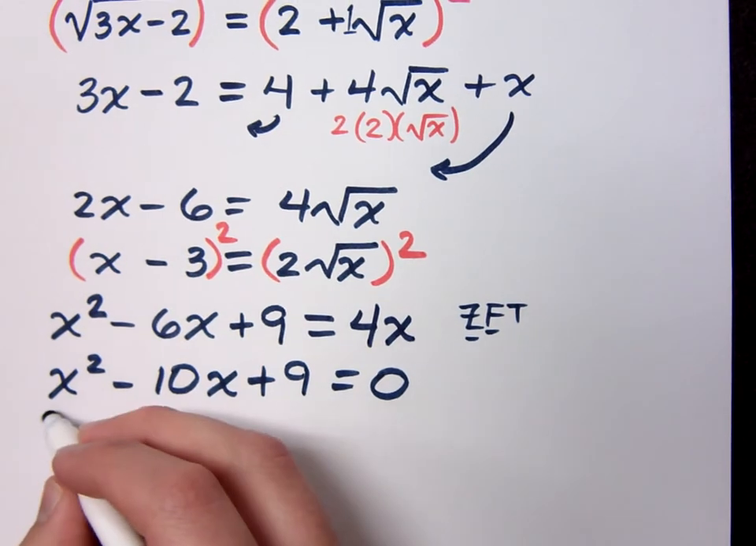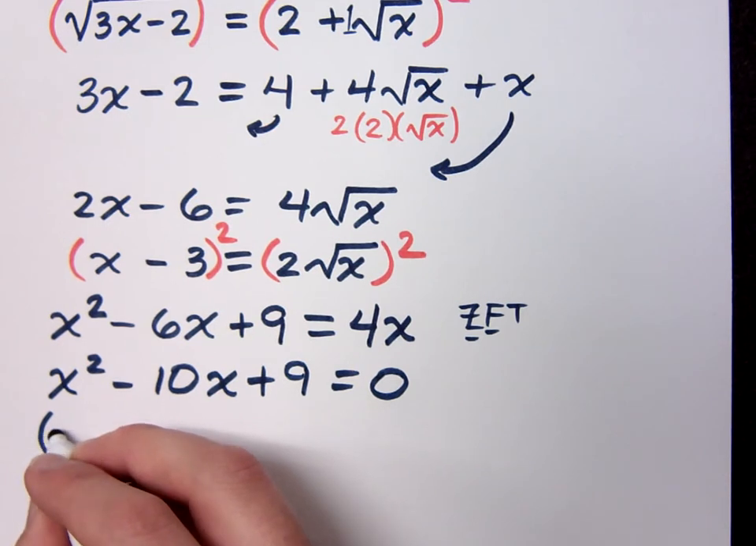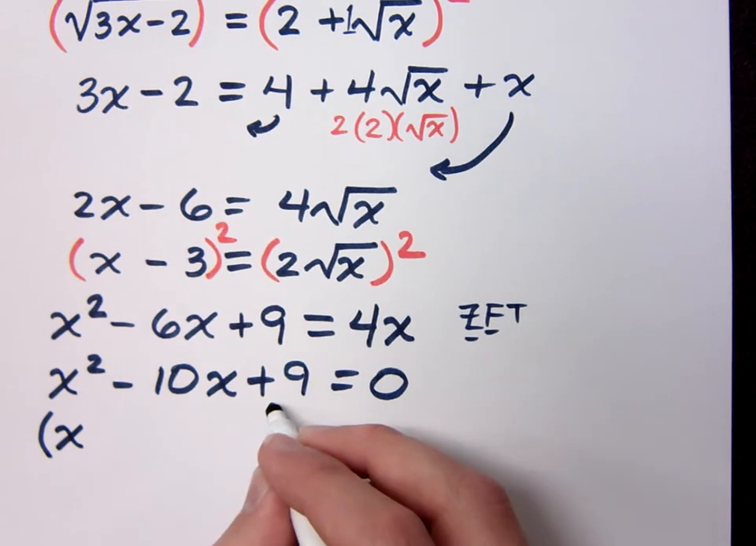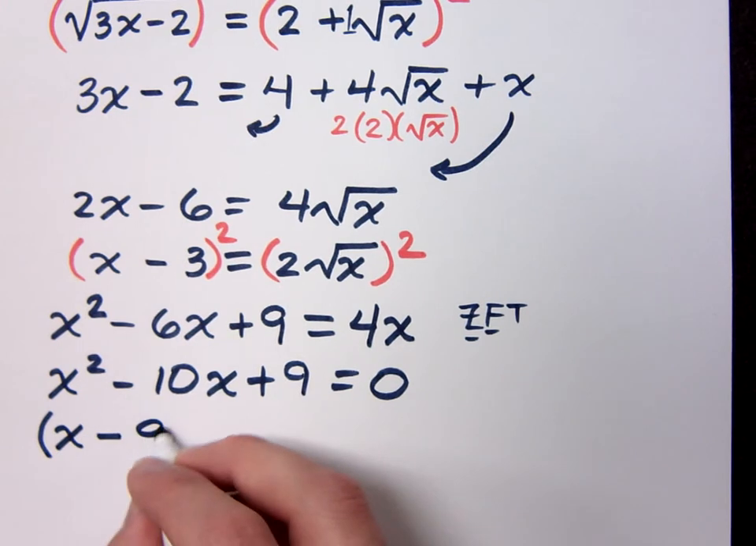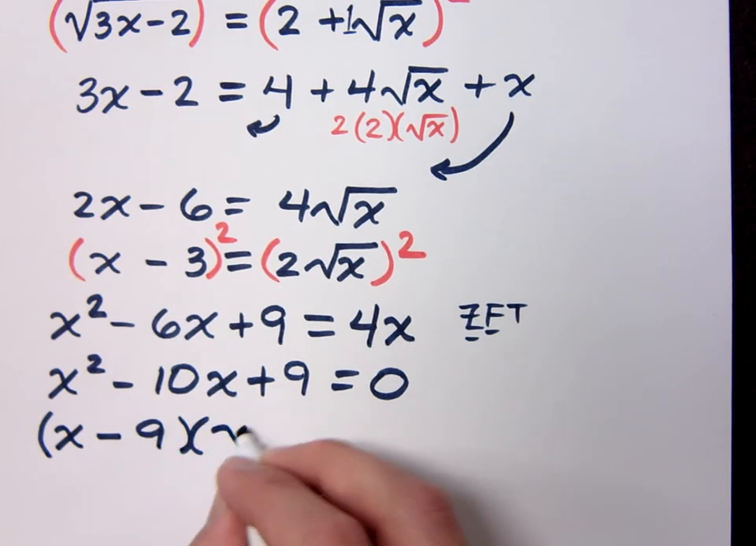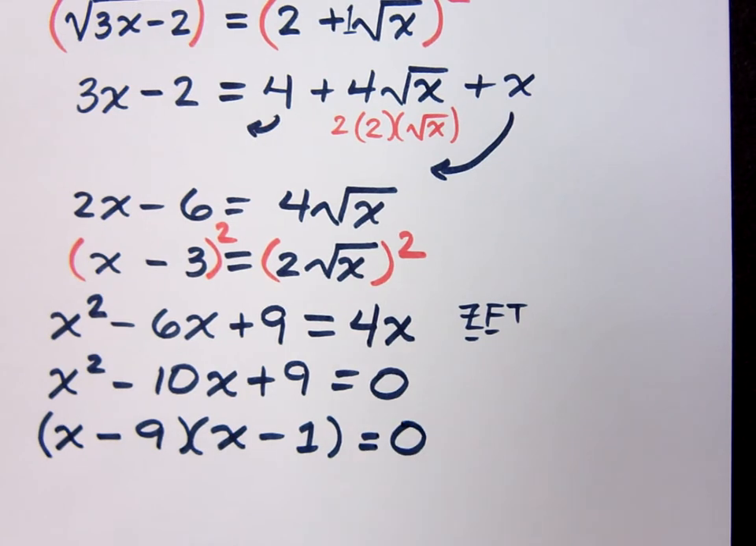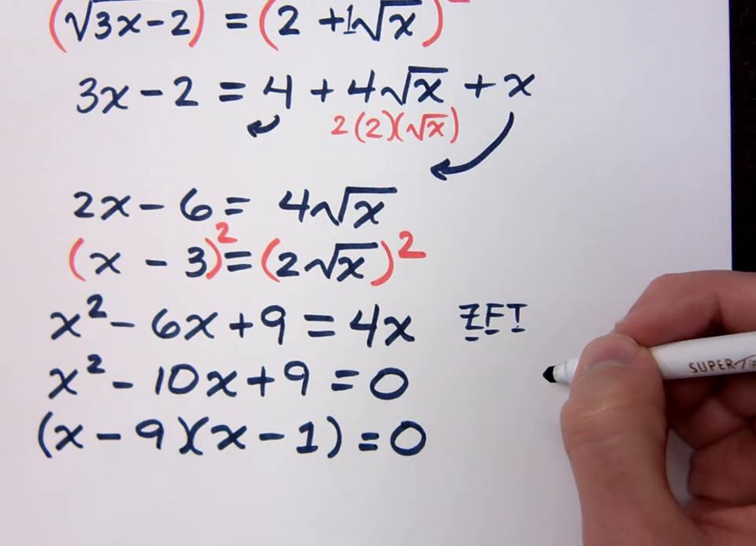I've got to break down the 9, not the 10. You have to multiply to get 9. Negative 1. So x minus 9 times x minus 1 equals 0. Now you apply the theorem, which is where you set each of these equal to 0.